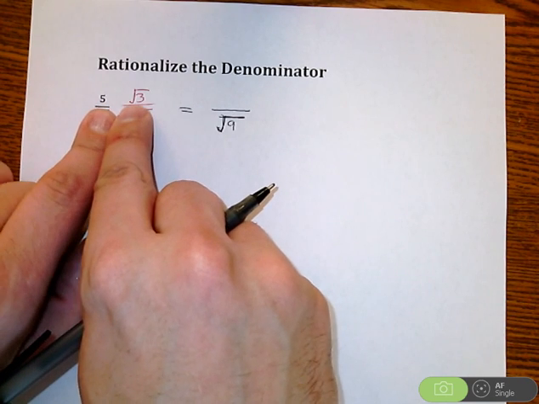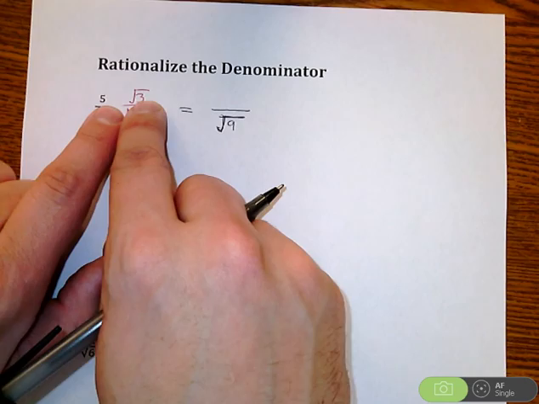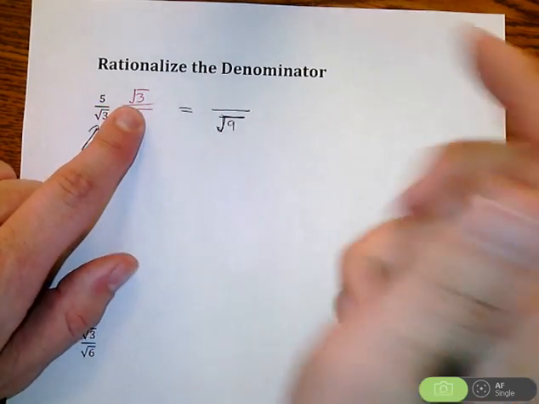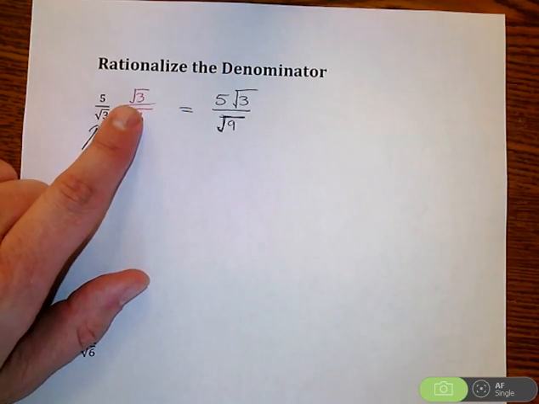Where if we go to the top in the numerator, I have a 5 on the outside and a 3 on the inside. We can't mix and match there. The numbers that are on the outside stay on the outside. Numbers on the inside of the square root stay on the inside. So we're left with a 5 square root of 3.